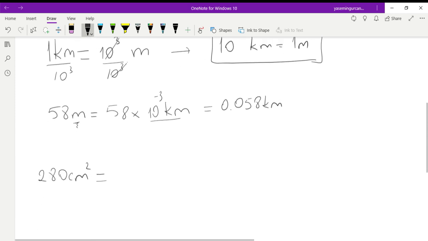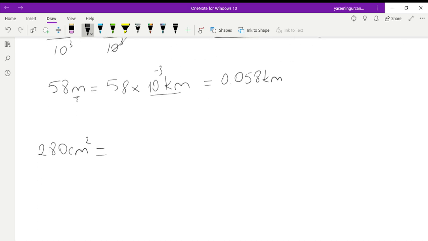And one more example I want to show you is square of centimeter or cube of centimeter. Whenever you have multiplication of units, you need to convert each one of them separately. So you have the number 280 here, keep it. This means centimeter times centimeter, right? Because it's a square. If it was cube, you would put another centimeter. So each and every one of these centimeters needs to be converted separately.